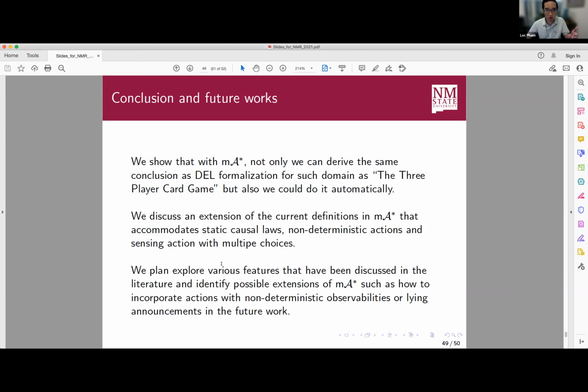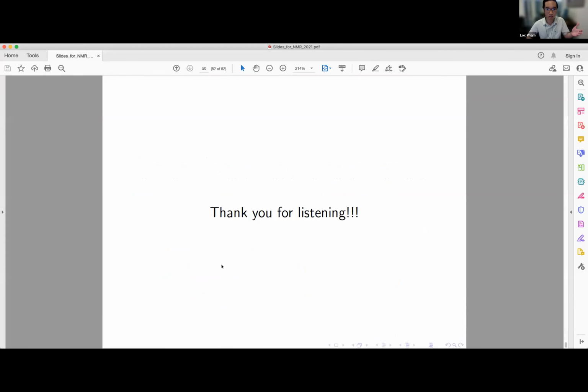There are some features that we have not discussed but that already appear in the literature, such as non-deterministic observation, or someone trying to lie by announcing something false, such as lying announcements, and we would like to leave them for future work. So that's all for my talk, and thanks for listening.